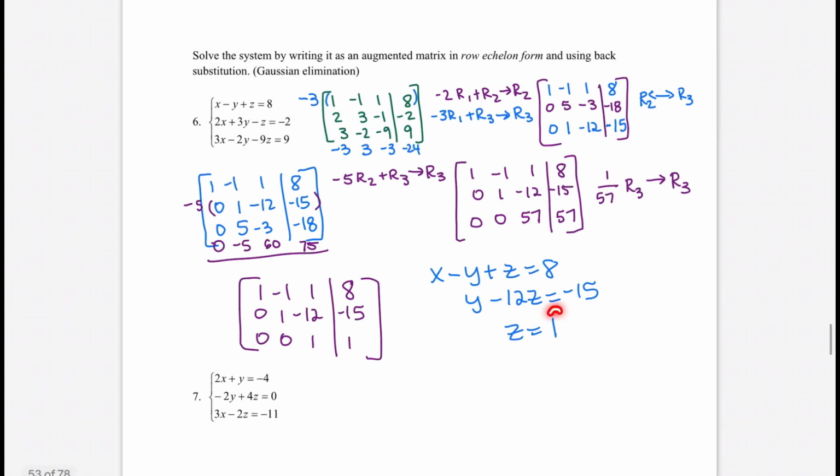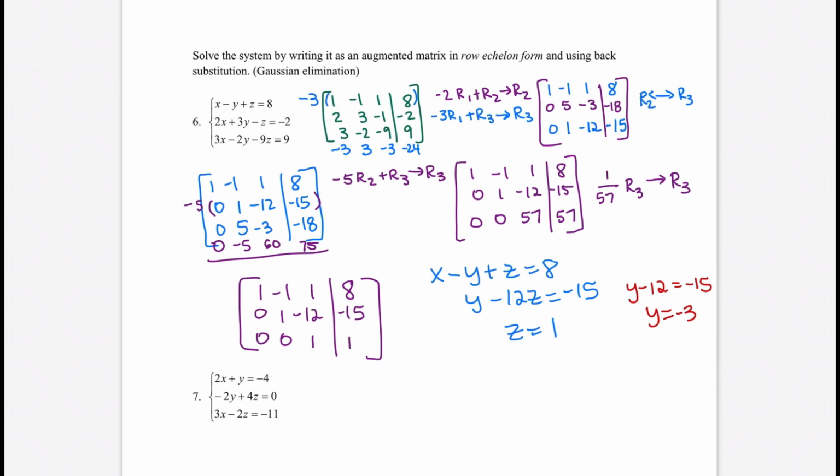So I know that z equals 1, so I'm going to take that 1 and substitute it in for the z in the second equation. So I have y minus 12 times 1, which is negative 12, equals negative 15, and then I add 12 to both sides. So y is going to equal negative 3.